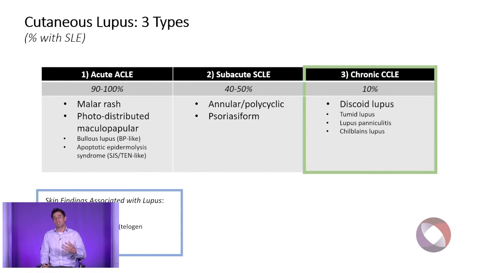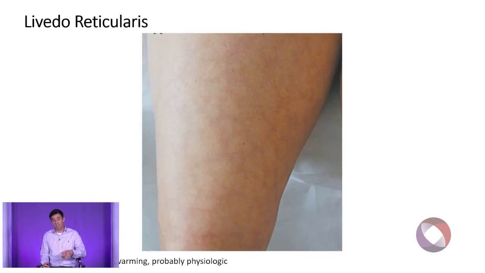The one I want to draw to your attention is livedo reticularis, because this comes in all the time and patients are way more worried about this than they should be. What is livedo reticularis? Reticularis means net-like, and you can see in this photograph this mottled red pigmentation. Can this be associated with connective tissue disease? Can this be associated with antiphospholipid syndrome? Sure. Is it usually? No, because this is physiologic.